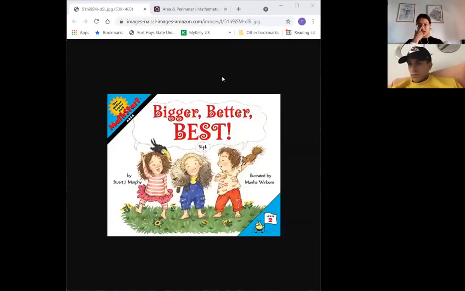Okay, so this is what the book looks like. It's a Math Start book. Bigger, Better, Best by Stuart J. Murphy and illustrated by Marsha Winborn. Just to accelerate this process, the book is about a brother and a sister, and they're always fighting. They fight about who has the best book, who has the best room, and who has the best bed. And then eventually they fight about their new room in the new house.